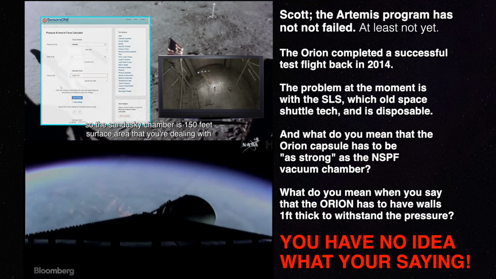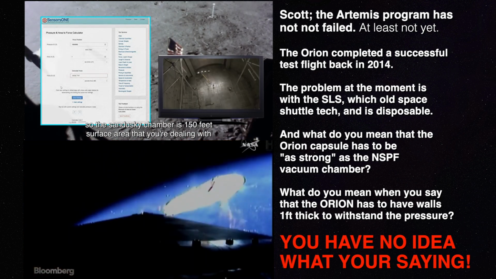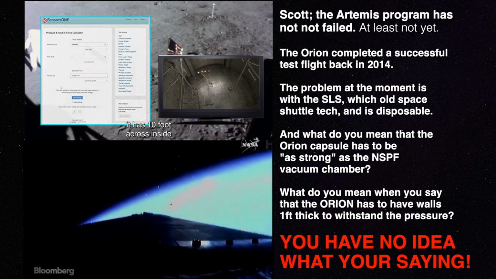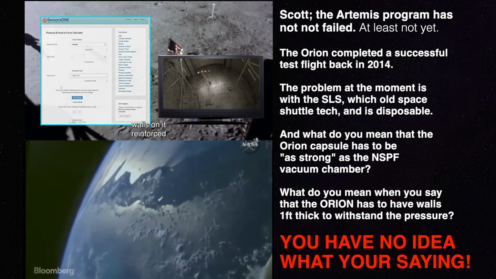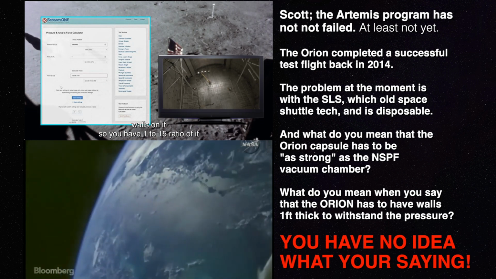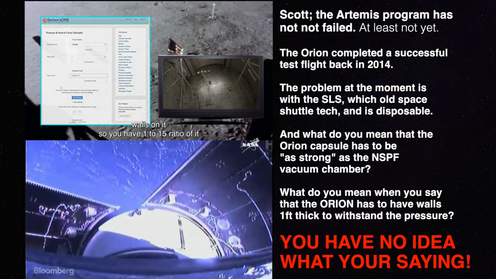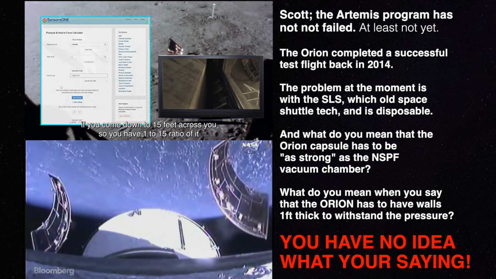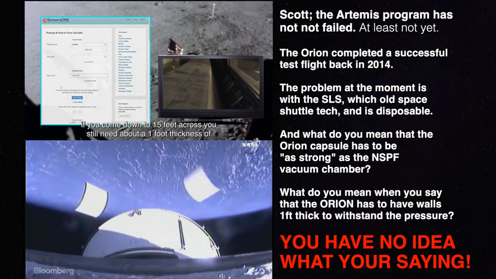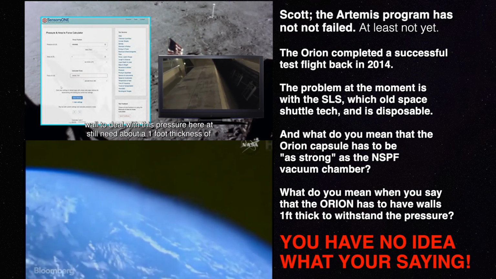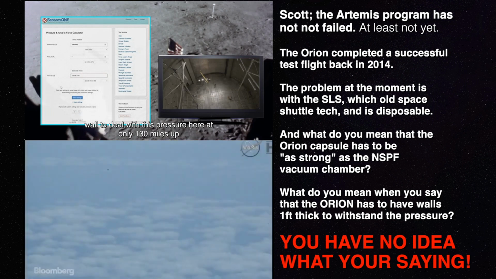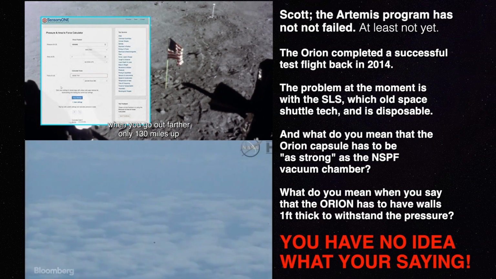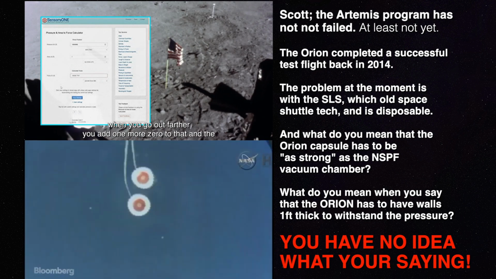So the Sandusky chamber is 150 feet across inside. It has 10-foot reinforced walls on it. So you have a 1 to 15 ratio of it. If you come down to 15 feet across, you still need about a 1 foot thickness of wall to deal with this pressure here at only 130 miles up. When you go out farther, you add one more zero to that, and the number's going to be quite absurd.